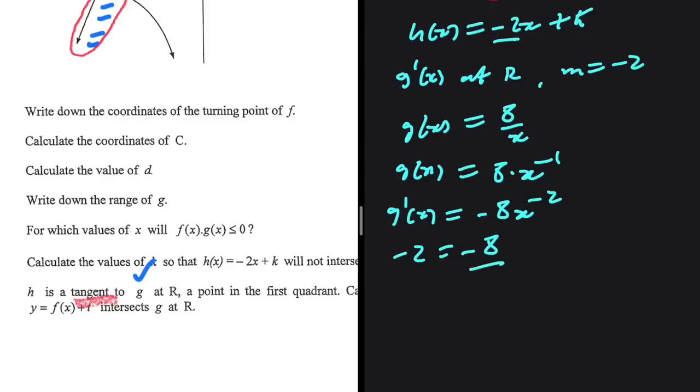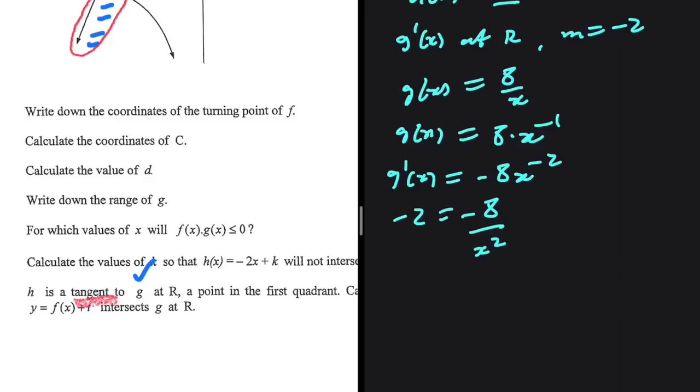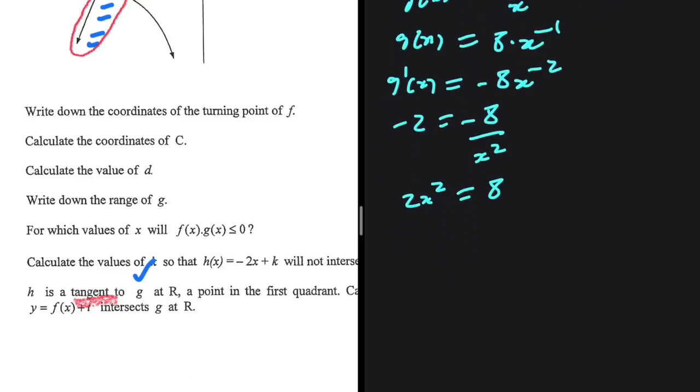We can take x to the minus 2 back to the denominator, which will be x to the power 2. If we cross multiply here, we get 2x squared is equals to 8. We divided both sides by minus 1 at the same time. Right. So 2x squared is equals to 8. Dividing both sides by 2, x squared is equals to 4. x is equals to 2. So the x value at r is 2.